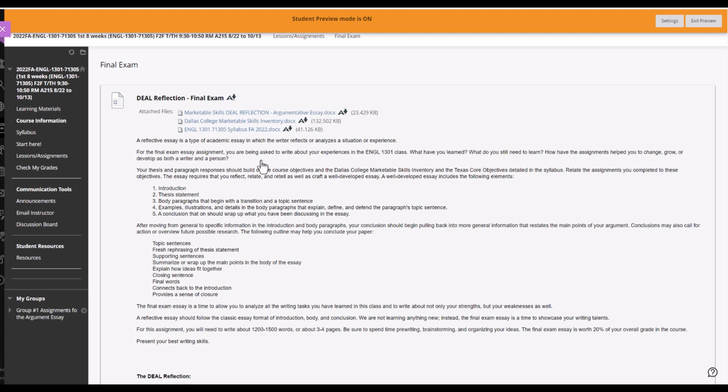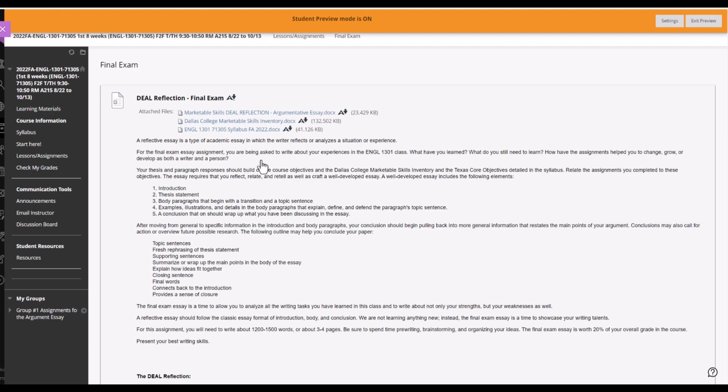The final exam essay is a time to allow you to analyze the argumentative writing assignment and the associated tasks you've learned in this class. Write about not only your strengths, but your weaknesses as well. A reflective essay should follow the classic essay format of introduction, body, and conclusion. We are not learning anything new here. Instead, the final exam essay is a time to showcase your writing talents.